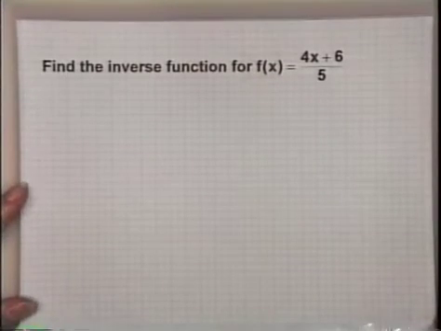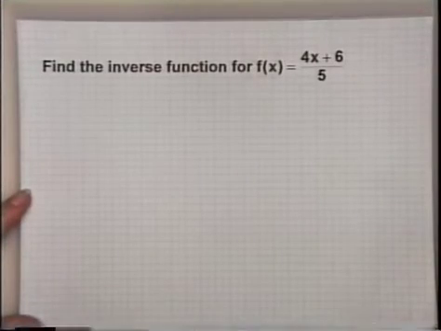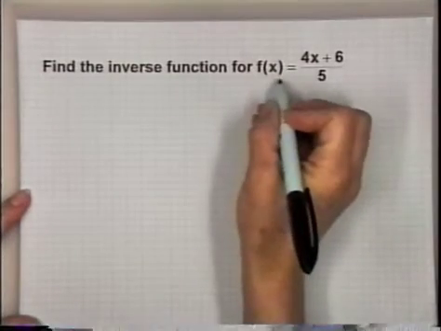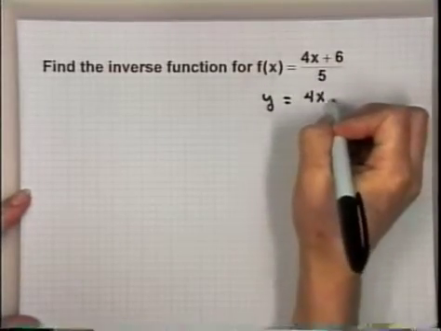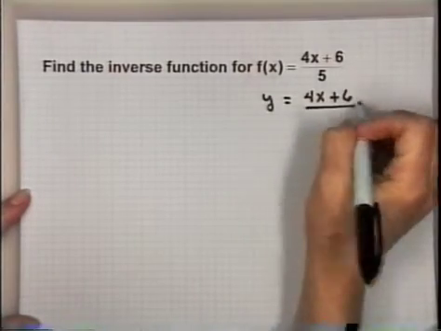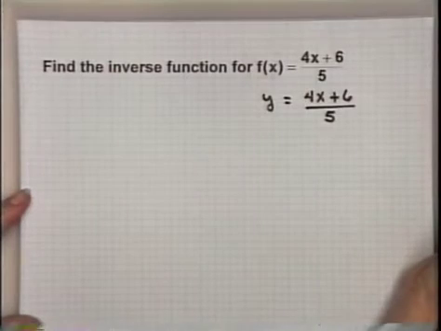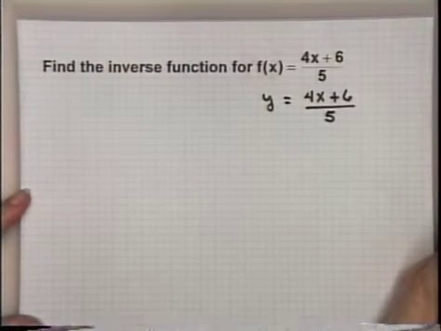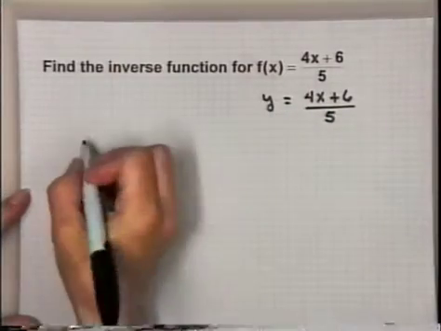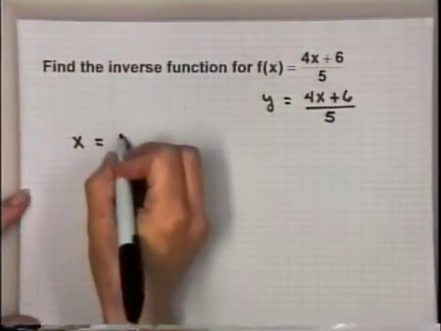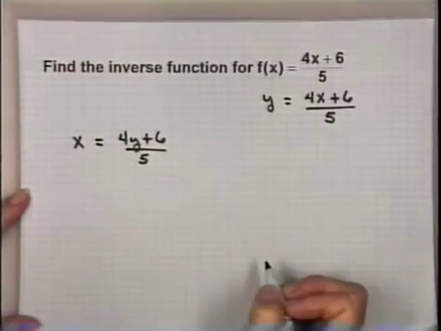Find the inverse function for f of x equals (4x plus 6) divided by 5. Now recall that f of x is simply another way of writing y. So I'm going to rewrite this as y equals (4x plus 6) over 5. The first step in finding the inverse is to interchange the x and the y. So I'm going to change this to a y and this to an x. x equals (4y plus 6) divided by 5.